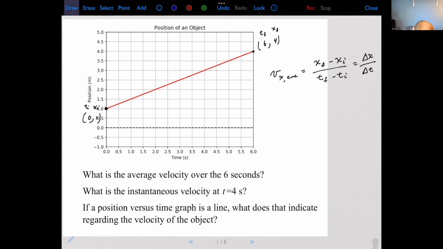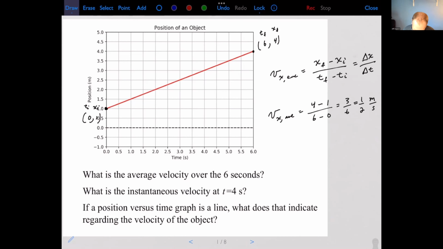Okay, so then if I plug these in, this is going to be x final, which is 4, minus x initial, which is 1, divided by t final, which is 6, minus t initial, which is 0. And if you work this out, this is going to be 3/6, which is 1/2. And of course, it has units. It's a velocity of meters per second. So the average velocity over that entire 6-second time interval is 1/2 meter per second.